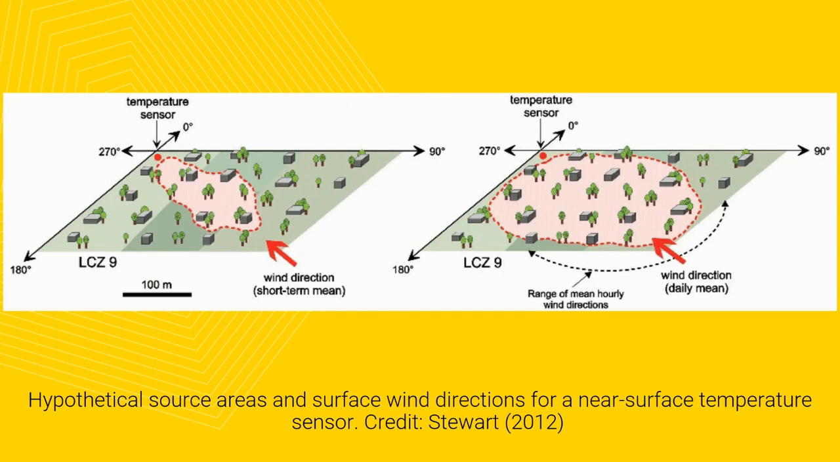And this is related to the fact that the atmosphere is a fluid, so it won't be heated just by the surface below it. It will be heated by all the areas it passed by before, and it can be approximated by a hypothetical source area, as illustrated by these images.